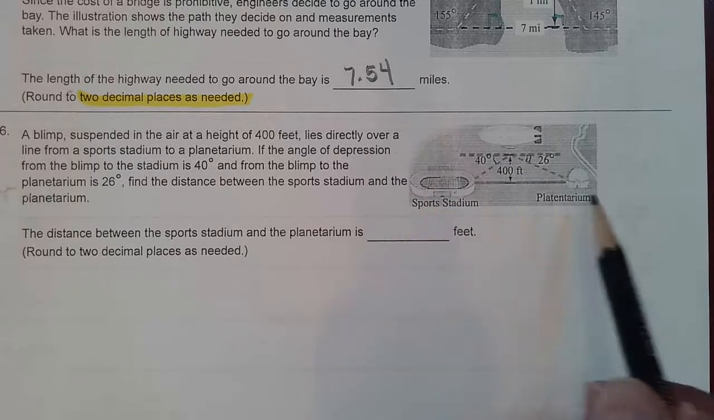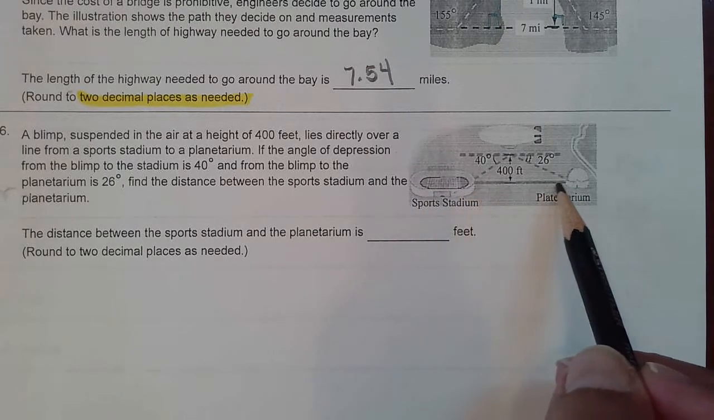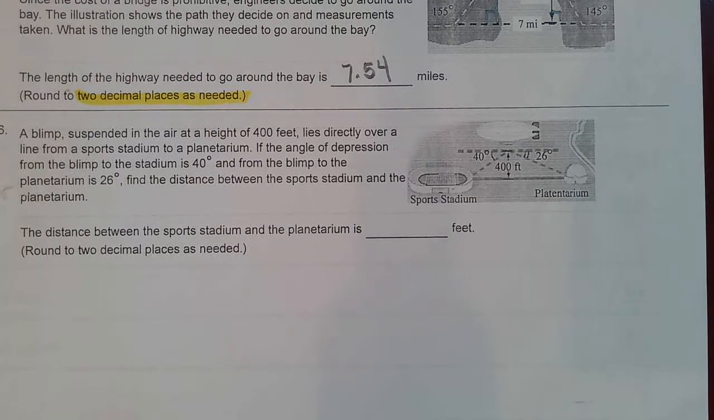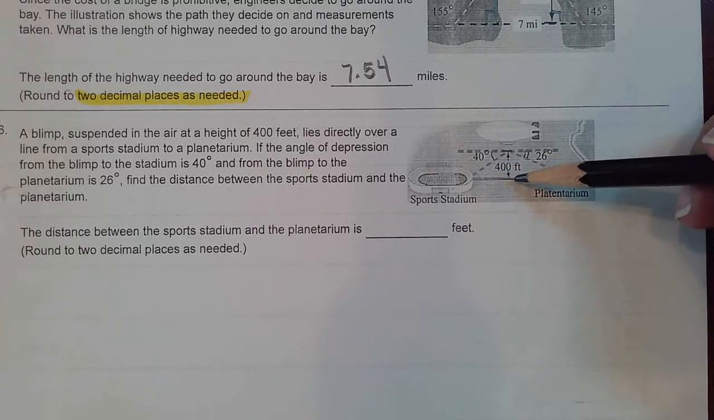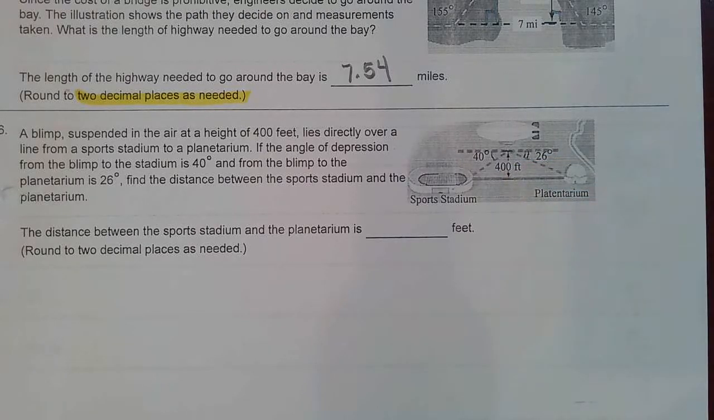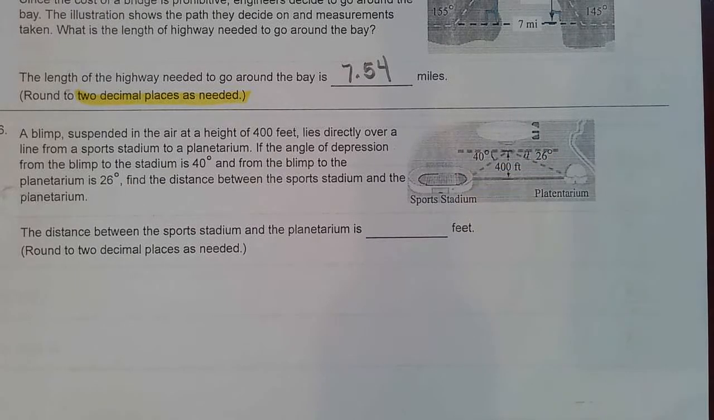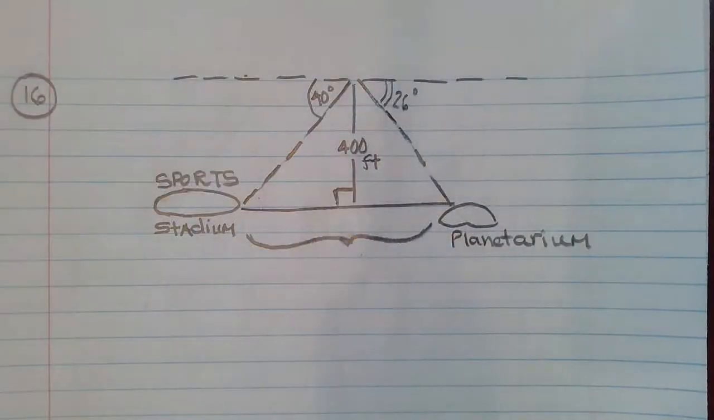You have a sports stadium here, a planetarium here. And ultimately the question is to get the distance between them, but you're going to have to get that through multiple steps. They give you the distance that goes from the top parallel line down to the ground. It is a perpendicular line, so you will be able to draw a right angle and treat this problem as having two right triangles, one pointing off to the right, one pointing off to the left. So again, I've enlarged that picture for you. Our goal is to try and find this distance.